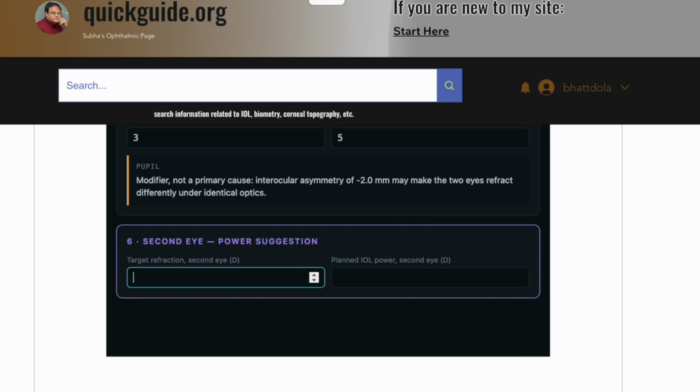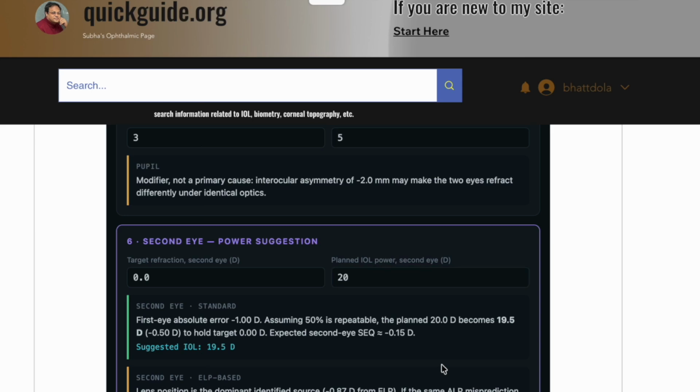Say, for example, in the second eye you want to achieve emmetropia. So what is your planned IOL power? The planned IOL power is, say, for example, 20 again. So this is basically showing you that based on your first eye absolute refractive error, you could actually go for a 19.5 diopter of power to hold the target of emmetropia.